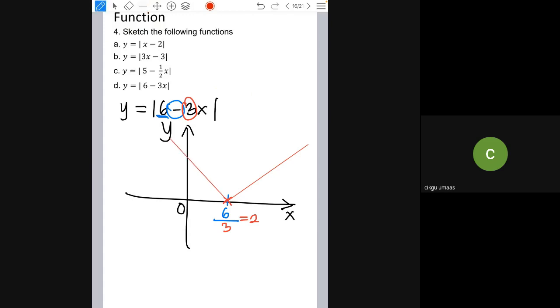So the place where it touches here is 6. How do you know that, sir? 6 minus 3 times 0. You are going to get 6. That's how I got the first part of the modulus graph.